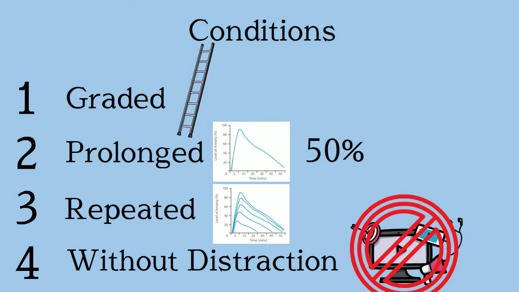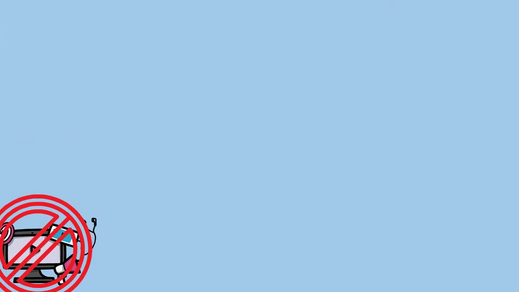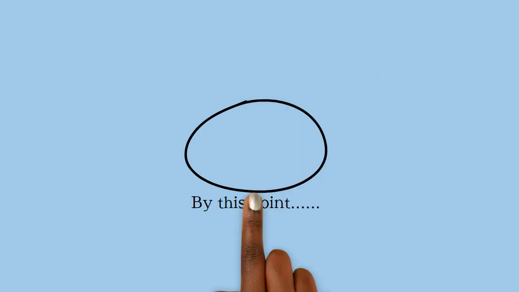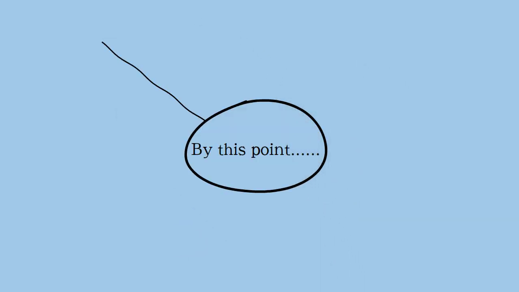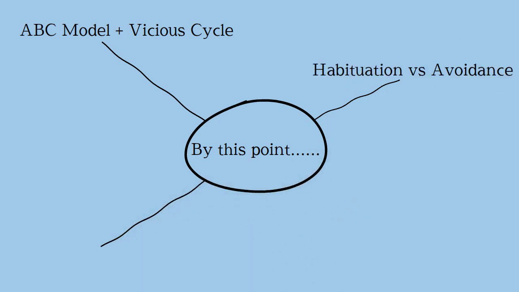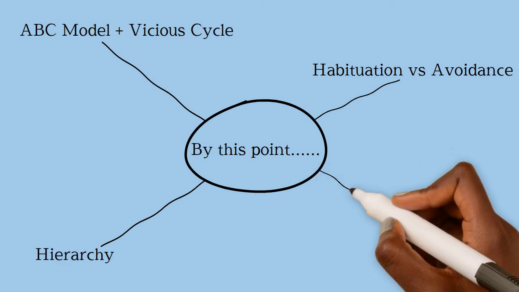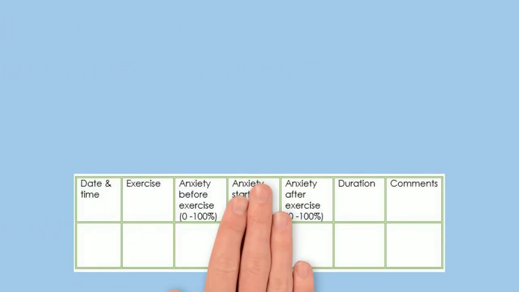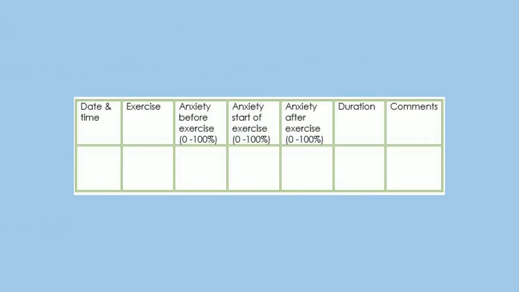Sometimes the patient may have really ingrained safety behaviours, and so the first step of exposure might be just trying to reduce the patient's reliance on these, and then you would move on to a more traditional exposure hierarchy. By this point in treatment, you should have discussed the ABC model and vicious cycle of avoidance. This should then feed into the rationale for graded exposure. Next, you'll have introduced habituation and discussed how it's different to avoidance, then supported the patient to create an exposure hierarchy, before finally discussing the 4 conditions of graded exposure. Now the patient is ready to start conducting exposure exercises.